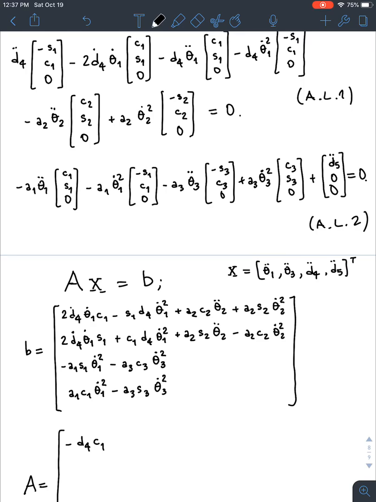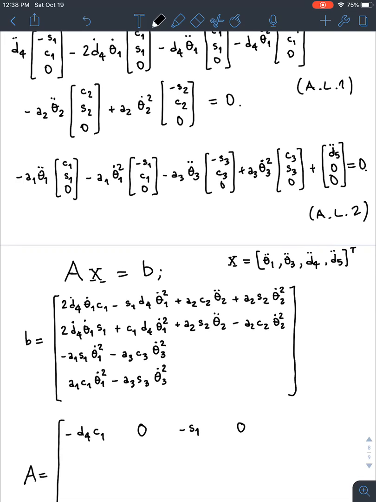The second element of the first row is going to be the coefficient of theta 3 double dot, and we see no theta 3 double dot in the first row of AL1, so this is going to be a 0. The third element in the first row is going to be the coefficient of d4 double dot, that is negative sine 1. The fourth element in the first row of matrix A is going to be the coefficient of d5 double dot in the first row of AL1, which is again 0.